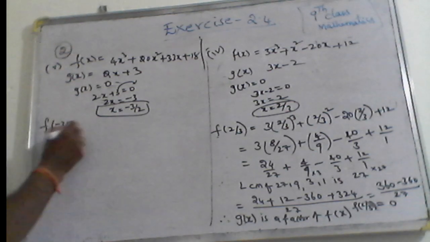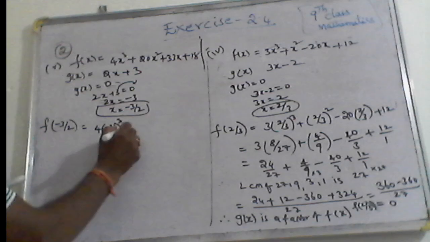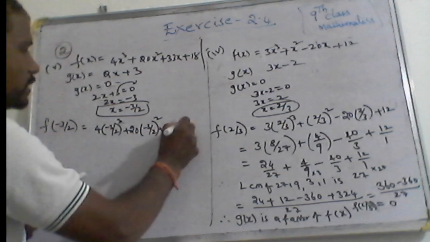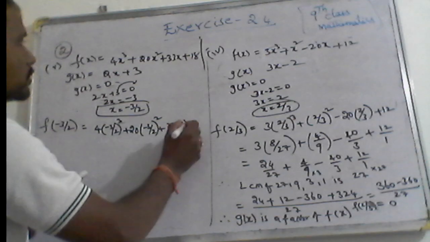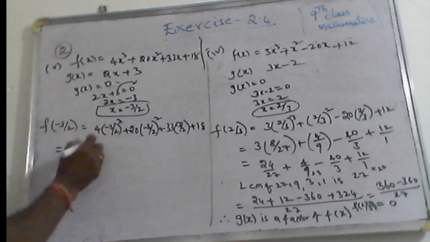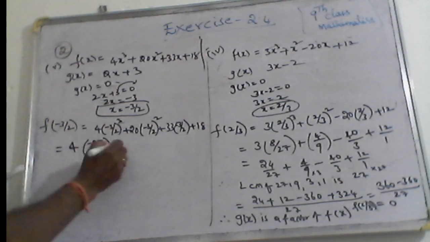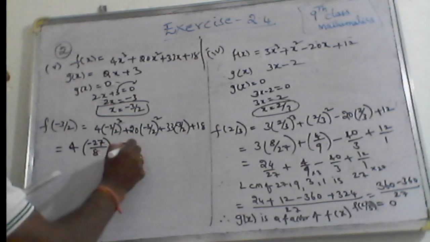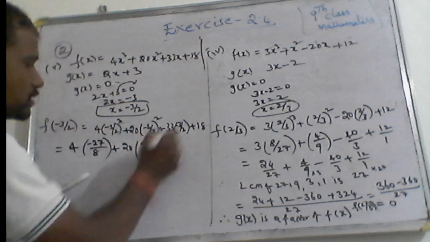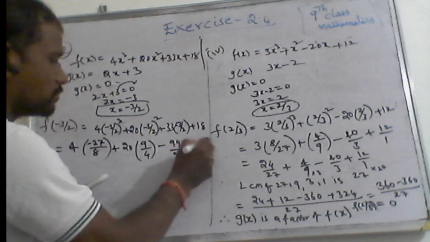So f of minus 3 by 2 equal to 4 into (minus 3 by 2) whole cube, plus 20 into (minus 3 by 2) whole square, plus 33 into minus 3 by 2, plus 18. 4 into minus 3 by 2 whole cube, so minus 27 by 8. Plus 20 into minus 3 whole square, so plus 9 by 4, plus 33 into minus 99 by 2, plus 18 by 1.